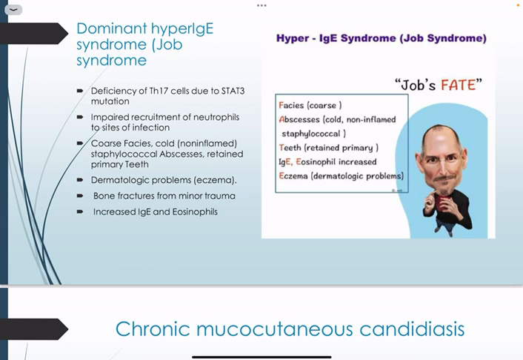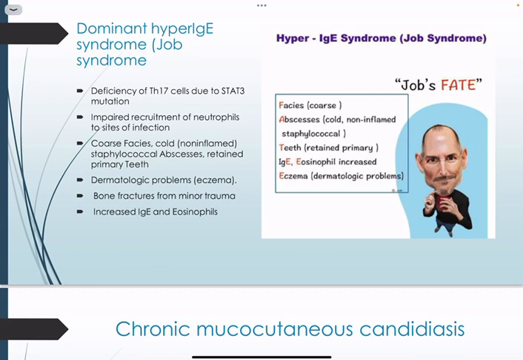Patients with Job syndrome or hyper IgE syndrome have coarse facial features with long faces, long ears, etc. They tend to have recurrent cold abscesses, like Staphylococcus aureus abscesses. Sometimes when you examine them, you might see they retain primary teeth. So if you suspect someone with hyper IgE syndrome, look at the size and shape of their teeth. Sometimes they look like primary teeth, very small. They are very liable to have eczema as children and as adults. They tend to have fractures with minor trauma and increased levels of IgE.